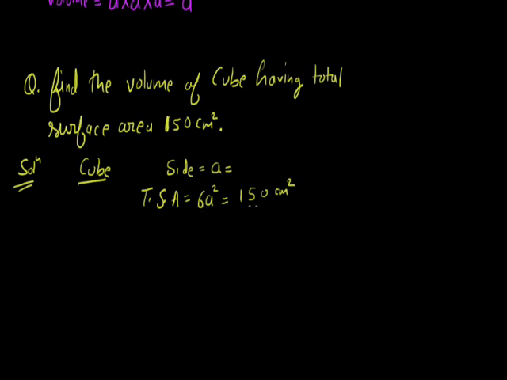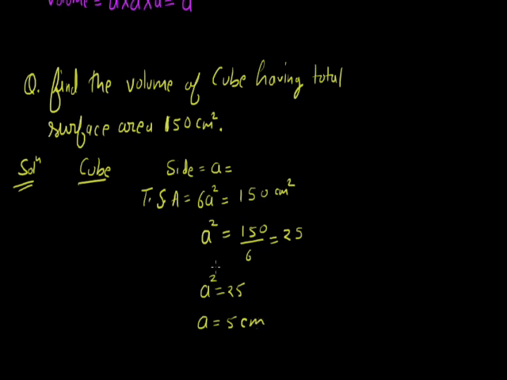Now 6a square equals 150. Solving this equation, we get a square equals 150 divided by 6, that is equal to 25. So as a square equals 25, the value of a is 5, or we can say the side of the cube is 5 centimeter.